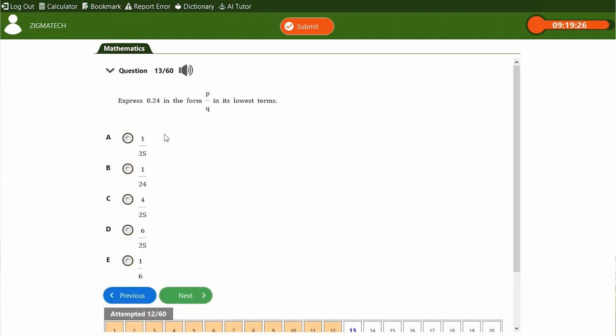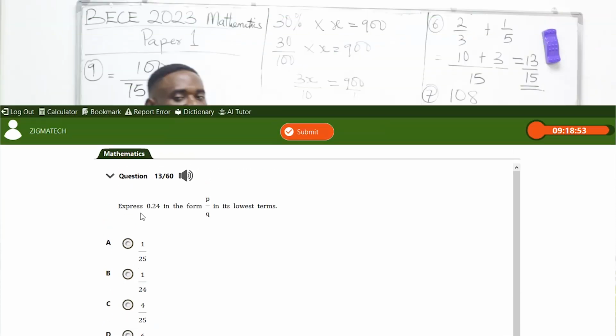So let's go to the next one. The next one says, number 13, express 0.24 in the form of P over Q. 0.24 in the form of P over Q.